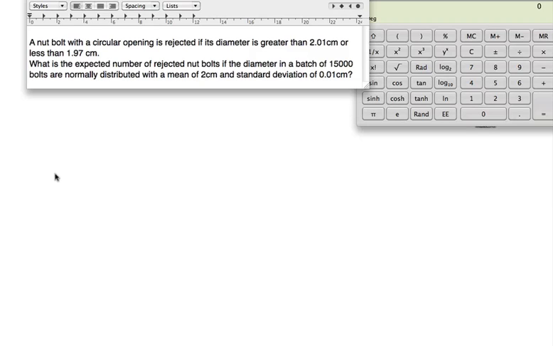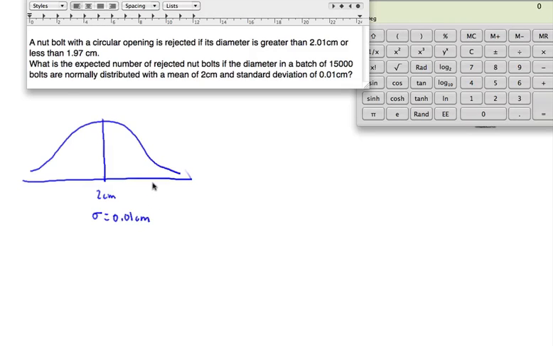Okay, for this question, we need to first draw the normal distribution curve. So draw like that. And it says the mean is 2 centimeters. So it's 2 centimeters. And the standard deviation of 0.01 centimeter. And it says it's rejected if the diameter is greater than 2.01.